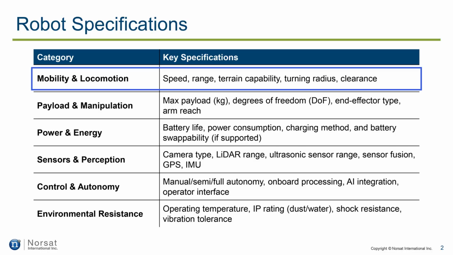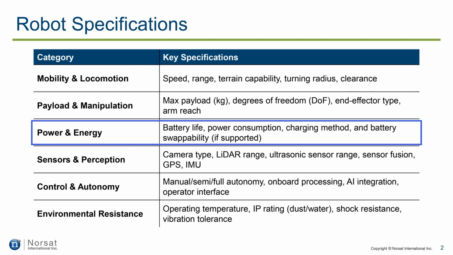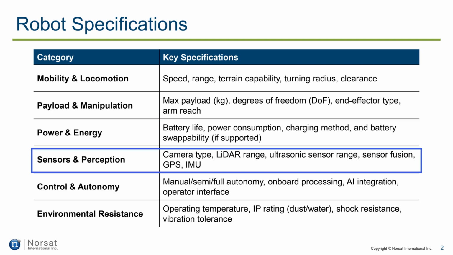First, mobility and locomotion cover how fast it moves, how far it travels, and how well it handles different terrain. Payload and manipulation focus on how much it can carry, how its arm moves, and what tools it uses to interact with the world. Power and energy include battery life, power usage, and how the robot charges, whether by plug, dock, or swappable batteries.